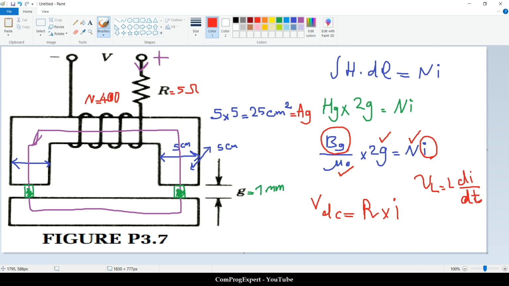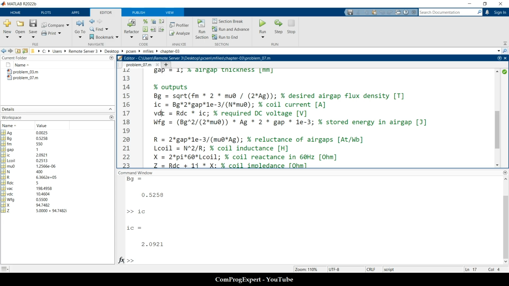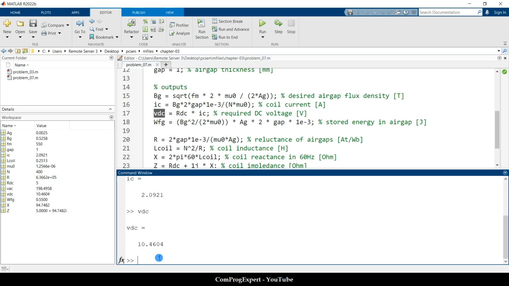This point is important, and in the next part of this question, we will calculate the required voltage in the case of using an AC supply, so you can realize the difference. So the value of the DC voltage is 10.4 volts. This number, VDC, is the required DC voltage.